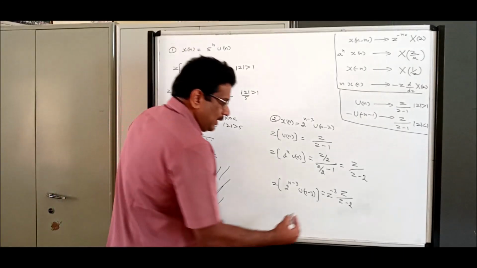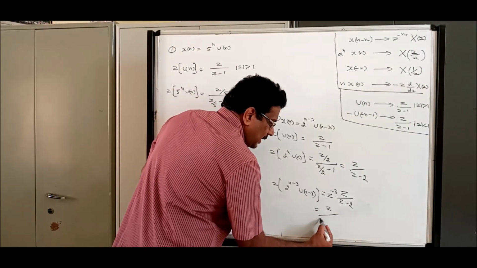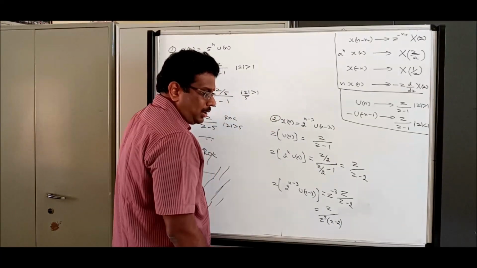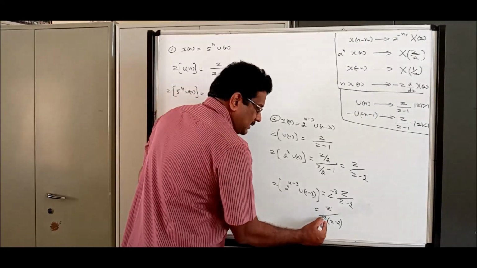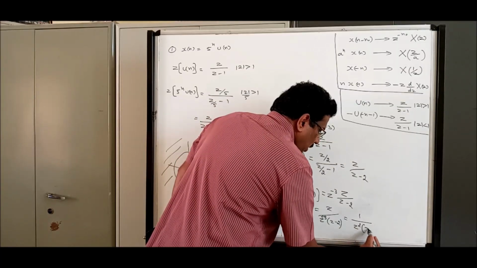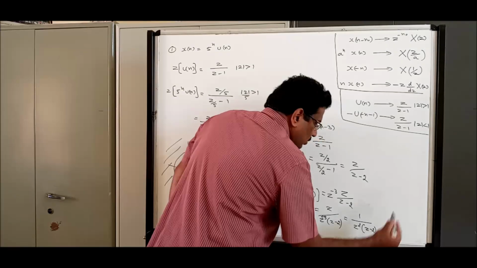That's all. Now I can rewrite this as z by z cube into z minus 2. I brought it to the denominator, so it will get cancelled. It will become z square. What is the final answer? 1 by z square into z minus 2 is the answer.